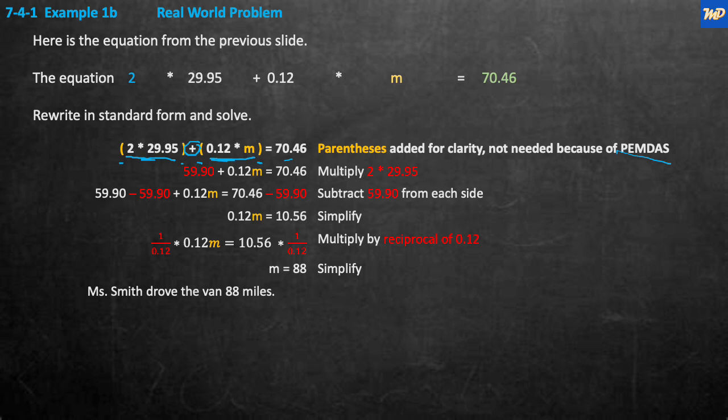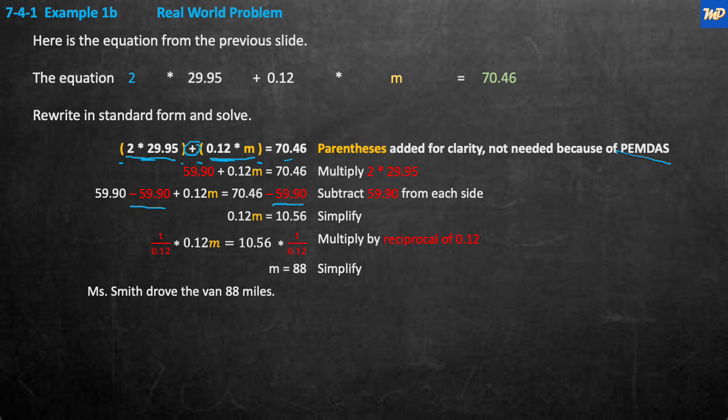Next step is to undo the arithmetic. So to undo the arithmetic, we're going to take $59.90 and subtract it from both sides. Because it's plus $59.90, you have to subtract $59.90, or add the additive inverse. Now the $59.90s cancel over here, and we're left with 0.12m, and $59.90 subtracted from 70.46 gives us $10.56 for mileage.